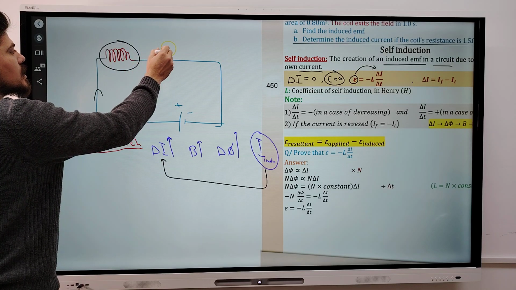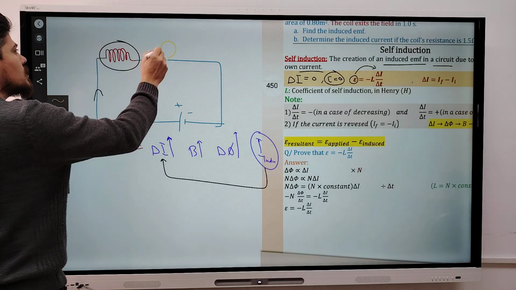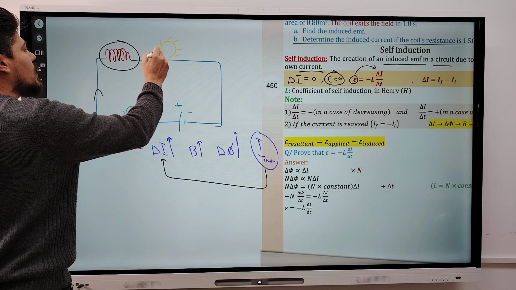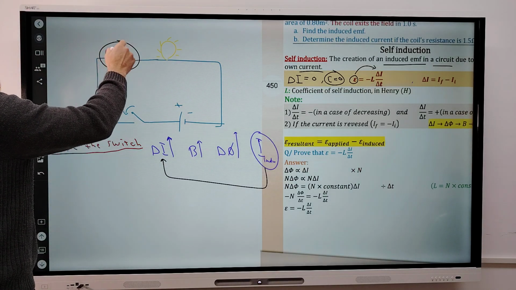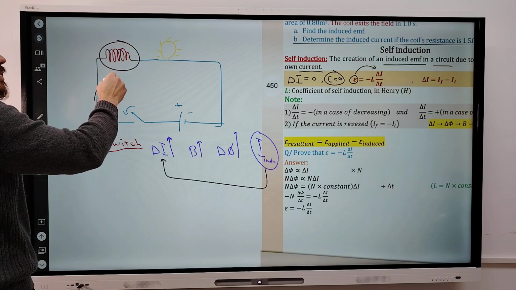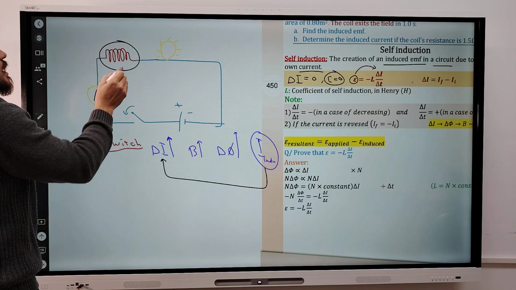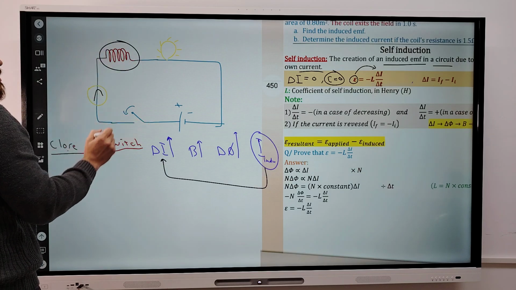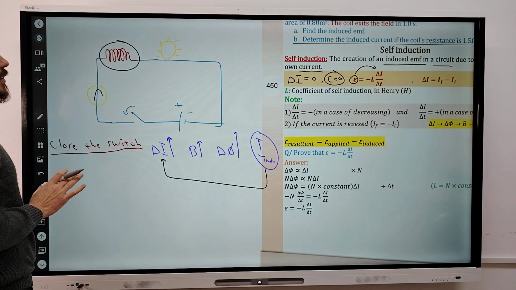So in the case of closing the switch, the current goes through the circuit and the glowing of the light bulb takes time, okay? So this glowing takes time. Why? Because when the current is carried into this coil, this coil also induces a current, okay? So this current, in the case of increasing current, is opposite to what? To the increasing current in the source, okay?